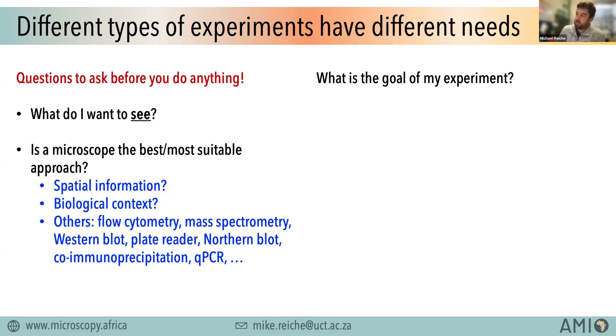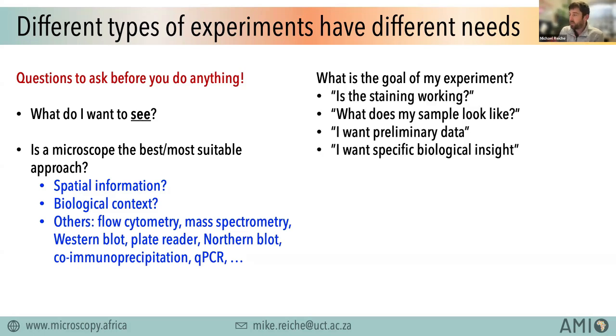So the next question is, what is the goal of your experiment? Are you trying to establish whether your sample works? Is your staining protocol working? What does your sample look like for the very first time? Or are you trying to follow a more directed experiment where you want to identify data that you can use for insight? Because they have different ways at which you would approach these different options.